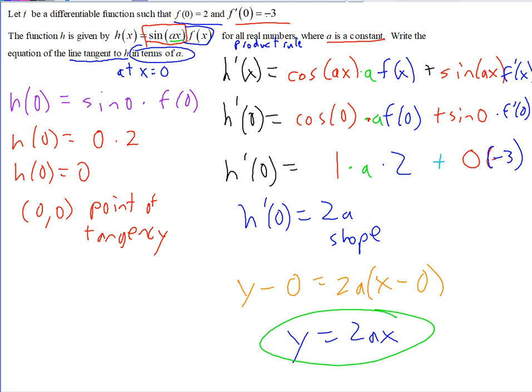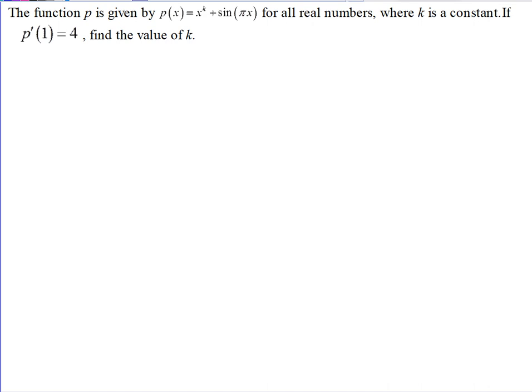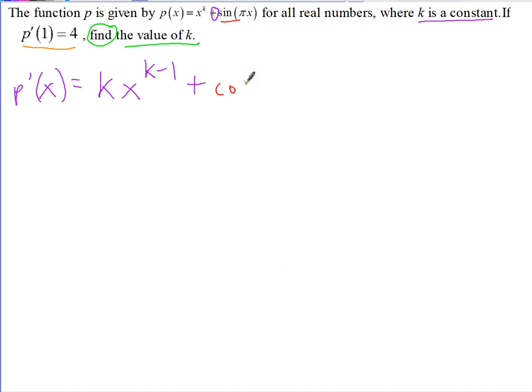All right, let's take a look at a couple more here. On this one, it says given the function p is given by this, where k is a constant. If p prime of 1 equals 4, find the value of k. So if we want to utilize this point, p prime of 1 is 4, that's a point on the derivative, we're going to need to know the derivative of this. So p prime of x, the terms are added, so you can take the derivative separately. So x to the k, remember k is a constant, so this could be x to the fifth. You just use the power rule, so it'd be k x, and remember the exponent reduces by 1, so it's k minus 1. Plus, here we've got the derivative of sine, which is cosine, and then use the chain rule times the derivative of the inside function.